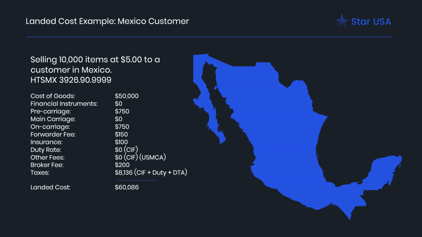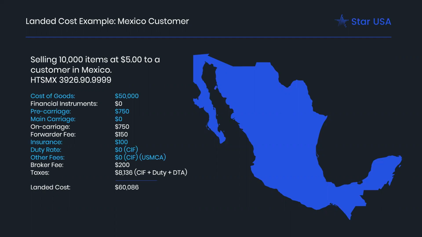Here we have a duty rate of $0. That is the duty rate going into Mexico. And that is calculated on a CIF basis. And we have a fee of $0. The DTA fee, the 0.8% that I mentioned before, that is waived because this good is eligible for USMCA in this hypothetical scenario. And the broker fee is $200, and our taxes apply on a basis of CIF plus duty plus DTA, or plus the other fee there. For a total of $8,136 in taxes. So our total landed cost going to Mexico is $60,086.